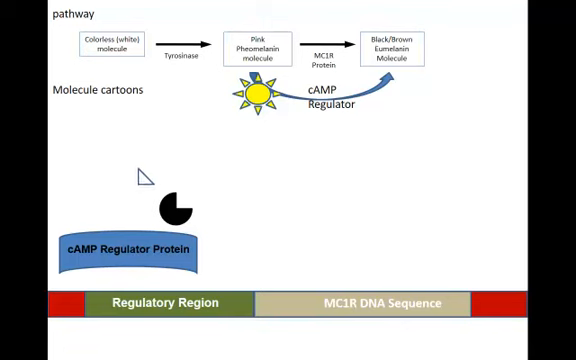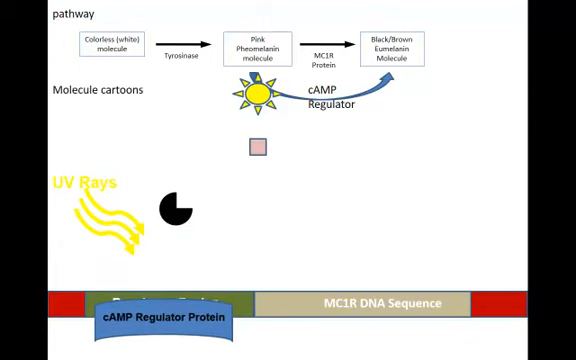So for example, we've got our colorless white molecule. It then, using the tyrosinase enzyme, is converted into a pink phospholaminin molecule. Then, assuming we have some UV rays to activate our CAMP regulator protein, those might then cause the MC1R gene to be expressed and create the MC1R protein. As a result, then the pink phospholaminin molecule can bind with the MC1R protein and be converted into a black or brown eumelanin molecule.